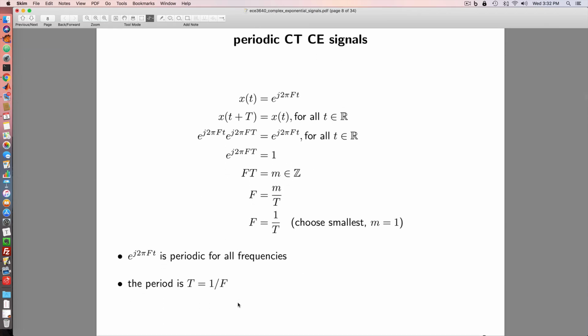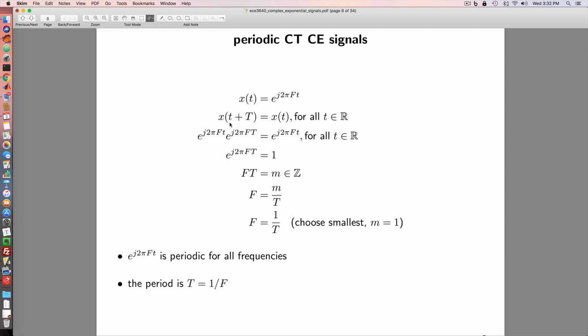Let's take a look at the continuous time complex exponential function for just a moment. And let's shift it by some amount, capital T. What we're trying to do here is figure out what is the value of T. Or we could take it alternatively: let's suppose that capital T is the period, so that this expression holds for all t. Then what we're going to do is derive what the frequency must be.